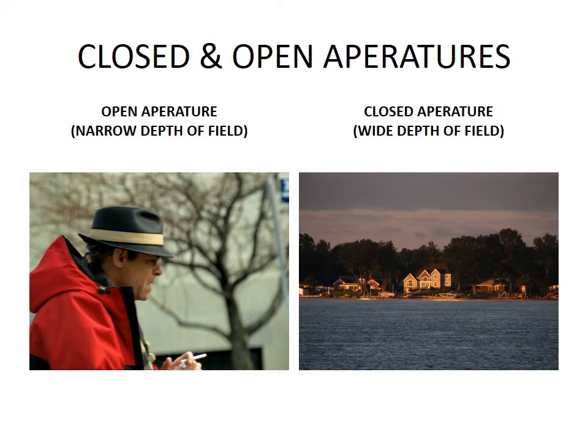Closed and open apertures. Narrow depth of field on the left. The subject is in focus, but the trees behind him are out of focus. And on the right, we have a scene where the f-stop is shut down to, say, maybe f/22. A very small lens opening yields a high depth of field from anywhere in front of the camera out to as far as the camera can see. Everything is in focus in this picture.